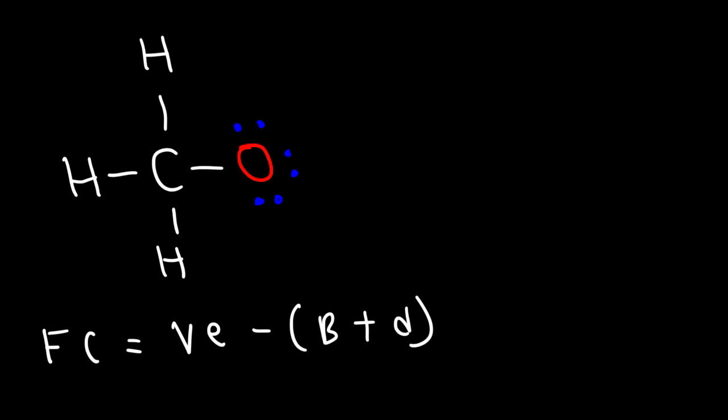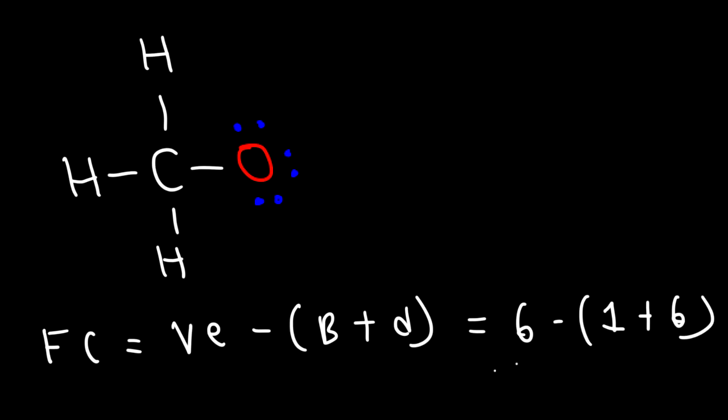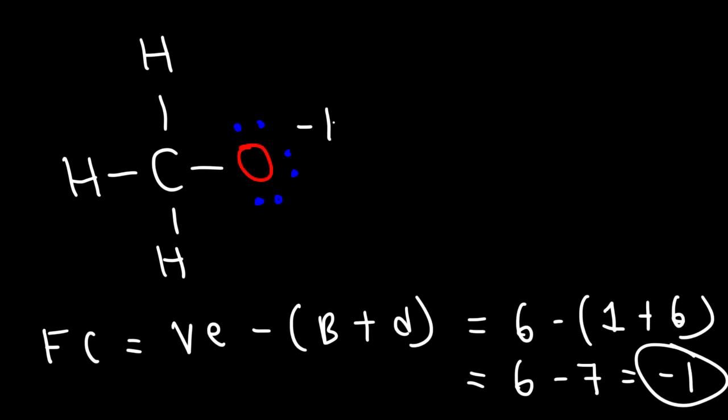So based on the periodic table, oxygen is in group 6A, and so it has 6 valence electrons. Now, in this structure, oxygen has 1 bond, and it has 6 dots, which equates to 3 lone pairs. 1 plus 6 is 7, and 6 minus 7 is -1. So this oxygen has a -1 formal charge.